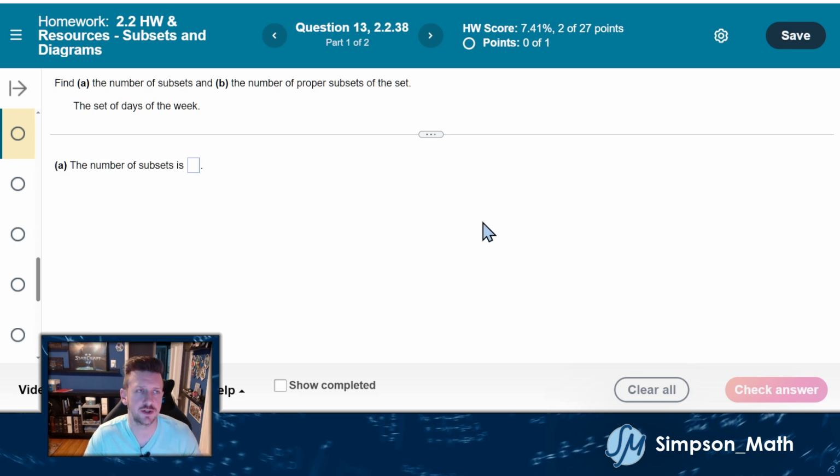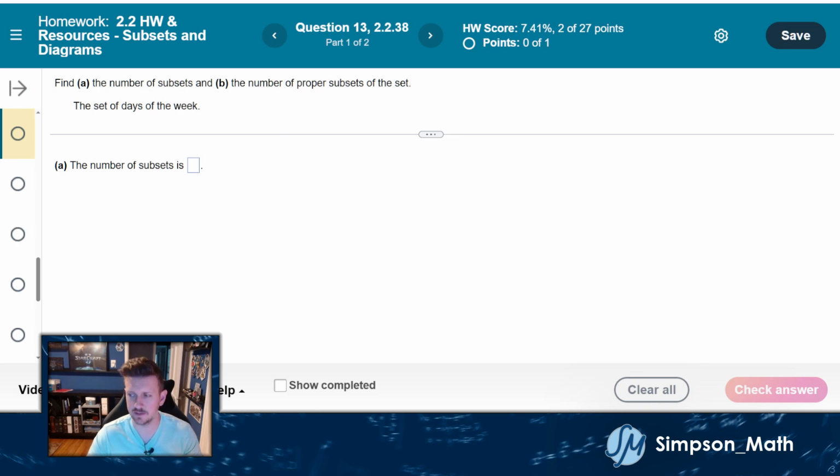We're talking about 2.2 in our text, which is dealing with subsets, specifically how many elements or how many subsets there are in a set. So let's take a look at this first one. It says find, this is number 13 on your 2.2 homework, find the number of subsets, and then we'll find the number of proper subsets of a set. The set they're wanting us to look at is the set of days of the week. So that's Monday, Tuesday, Wednesday, Thursday, Friday, Saturday, Sunday, which is those 7 elements.